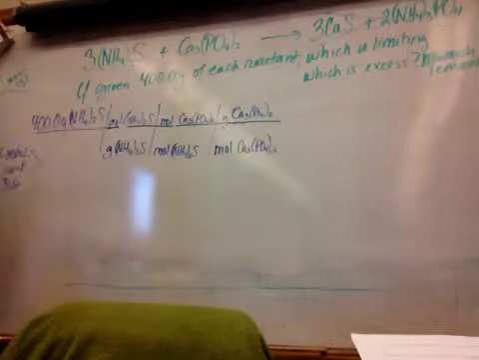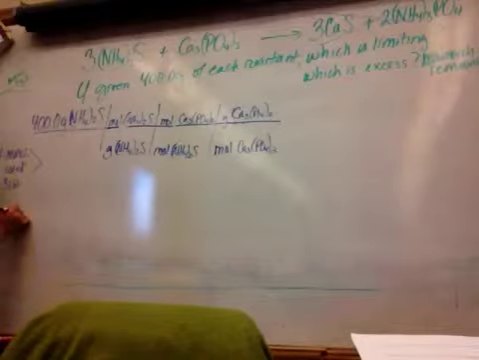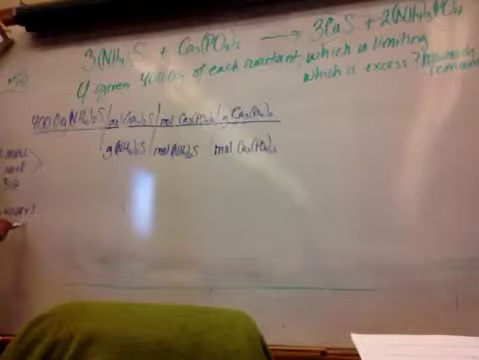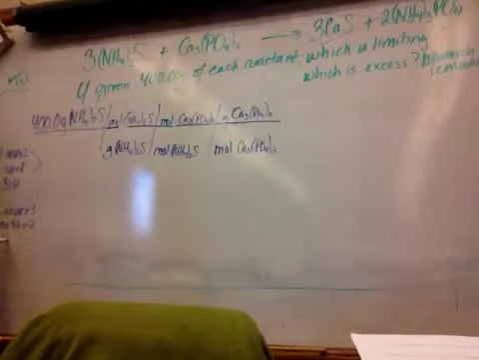And we're going to figure out calcium phosphate also. Ca 40.08 times 3. Phosphorus 30.97 times 2. Oxygen 16 times 8.